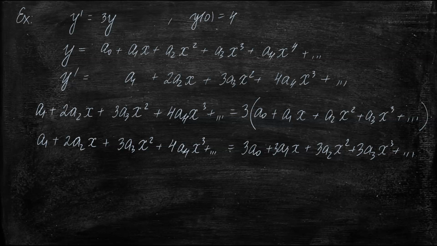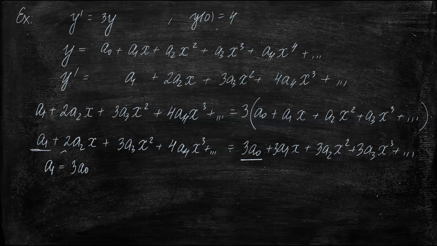And in order for two power series to be the same at all values of x, the corresponding coefficients of x to some powers must be the same. So that means a1 must be the same as 3a0. So again, I'm looking at the free coefficient on the left, I'm looking at the free coefficient on the right. They must be the same.